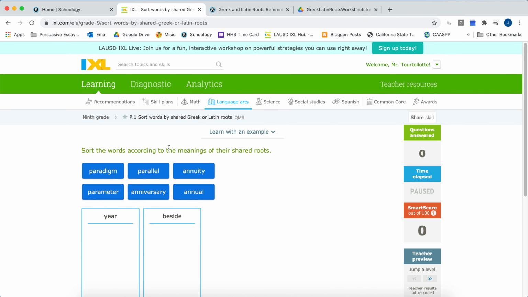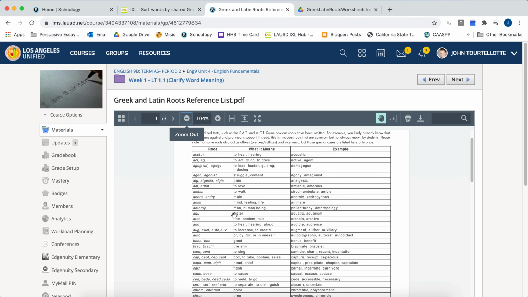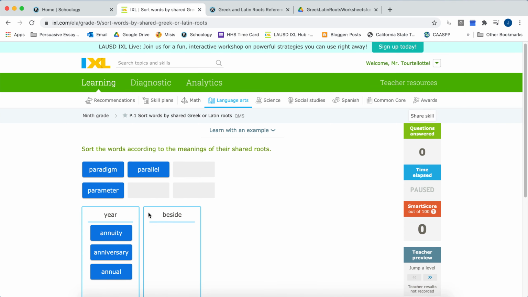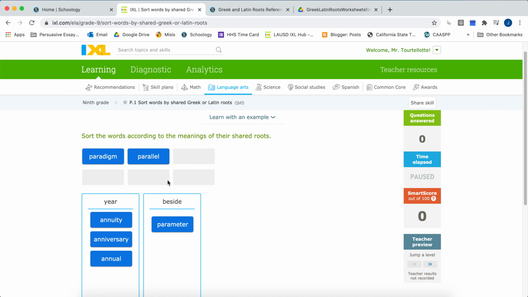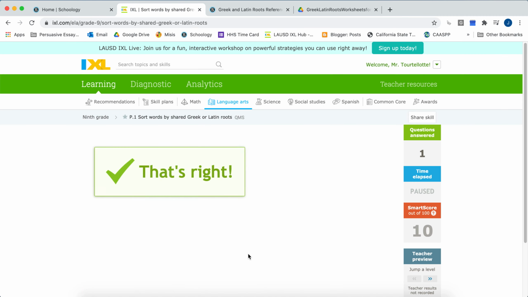Sort the words according to the meanings of their shared roots. Okay, so looking at the pattern here, I see A-double-N and I see P-A-R. So those are probably our shared roots, right? Now I know an anniversary has something to do with a year, annual something to do with a year, but let me just double check. Is ann here? It's not, but that's okay because I'm pretty sure I know what it means. So annuity, anniversary, and annual, and then beside: parameter, parallel are two things that go side by side, and paradigm. Let's see. Okay, I was right.